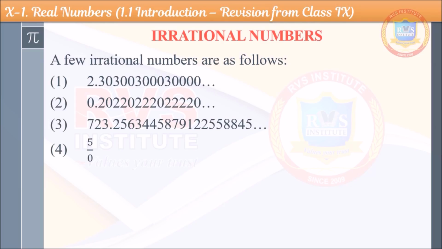Five upon 0 is also an irrational number, as it is not defined; 5 cannot be divided by 0. In fact, any number divided by 0 is an irrational number.